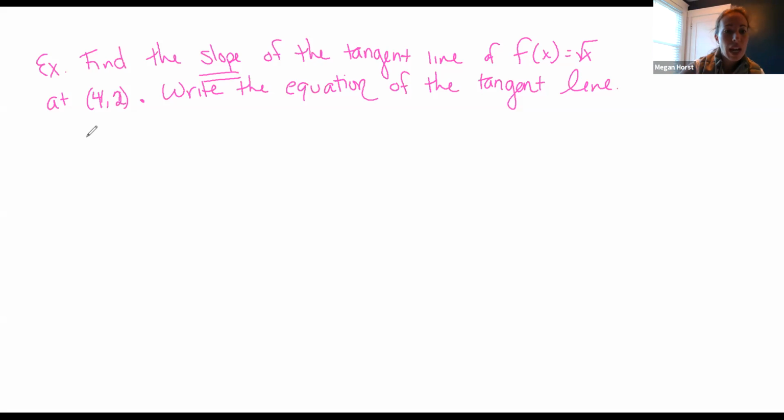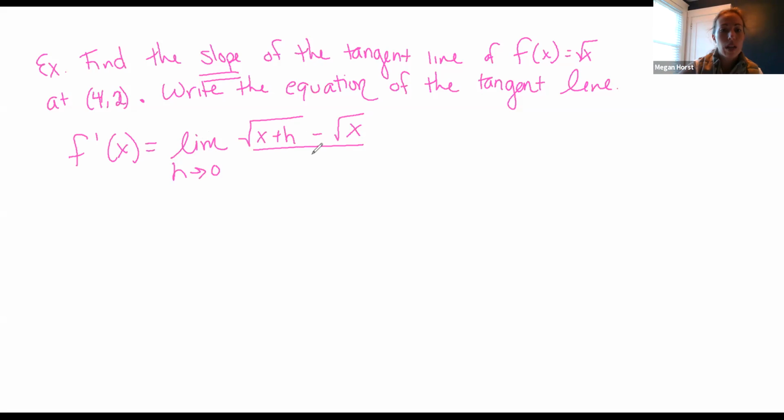So I know that I need to find f prime of x. And that's going to be equal to the limit as h goes to 0 of the square root of x plus h, subtract the square root of x, all over h. So I see that I have radicals, so I know in my head that means I have to go ahead and multiply by the conjugate.